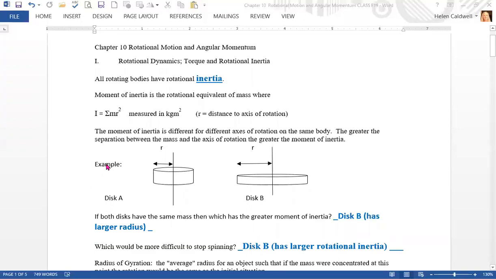Also, we need to look at how the mass is separated. So in our example with the drawing, you have two discs that have the same mass, but disc A is fat and disc B is flattened out. So on disc A, r is a small number, on disc B, r is a larger number. So you can see that the larger the r, the greater the moment of inertia. In our equation, the greater r is going to have the greater moment of inertia, assuming the mass is the same in both cases.